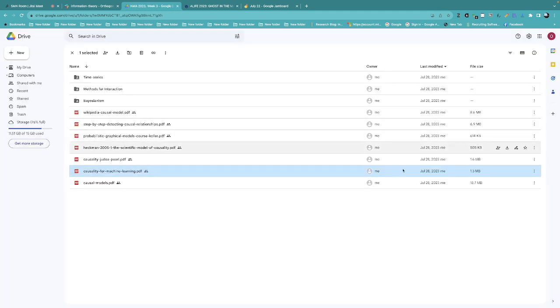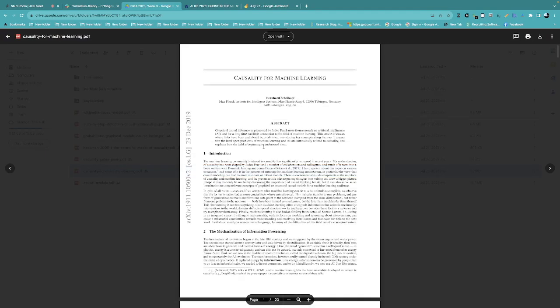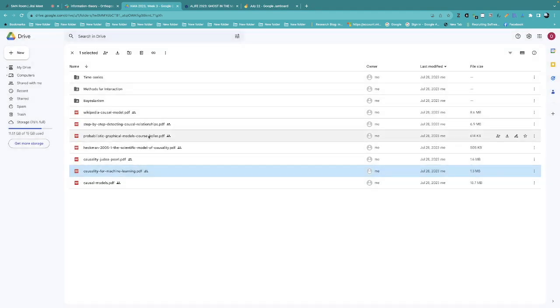What is the date on this paper? It's from 2019, so it's pretty current.